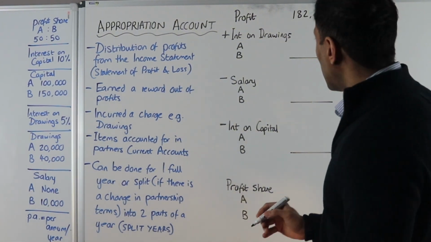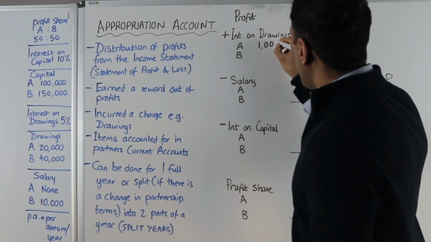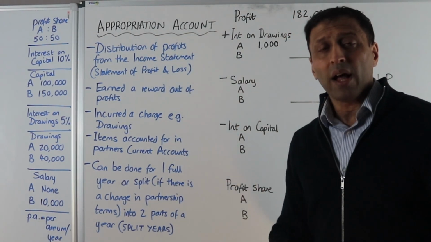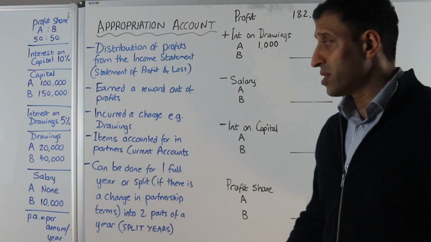So 5% of 20,000 is 1,000. So A's interest on drawings is 1,000. We're charging A 1,000 because they are taking out money before the business really wants them to.